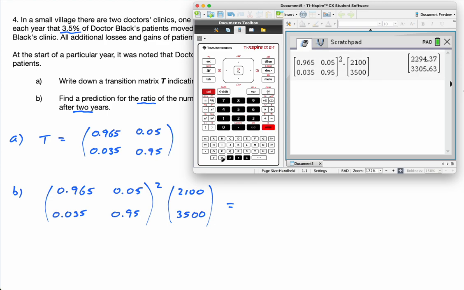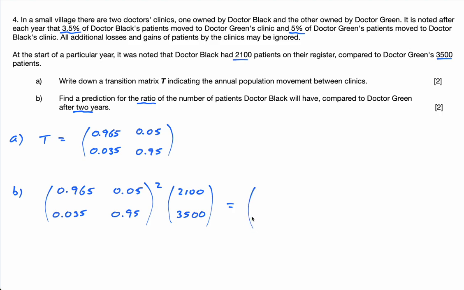Okay, I get 2294.37 and 3305.36. Therefore, the ratio is, and guys, they accept many simplified versions of this, but let's just go 2294. I'll round it to the nearest person. 2294 to 3305. Okay, that's parts A and B.